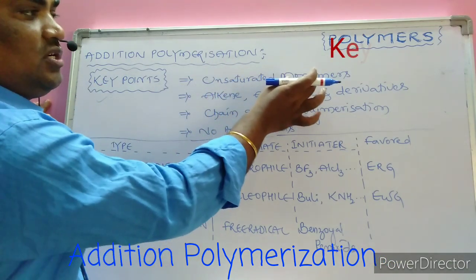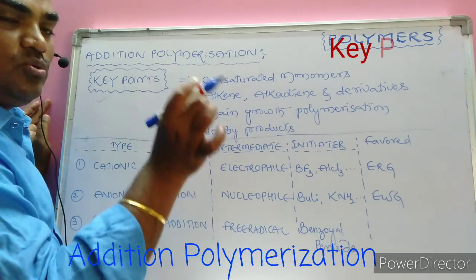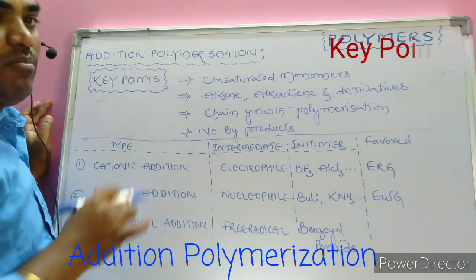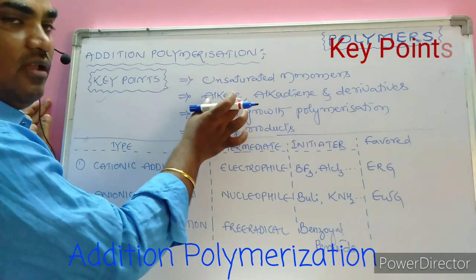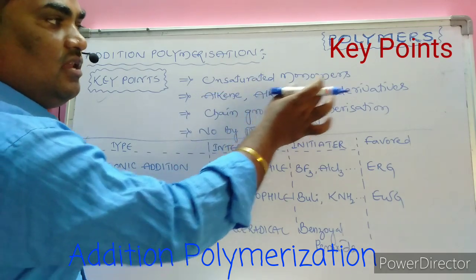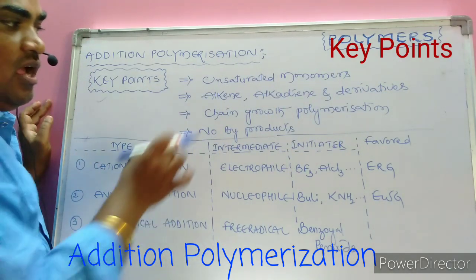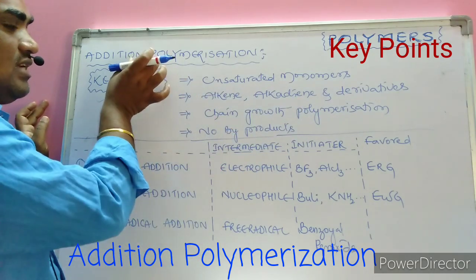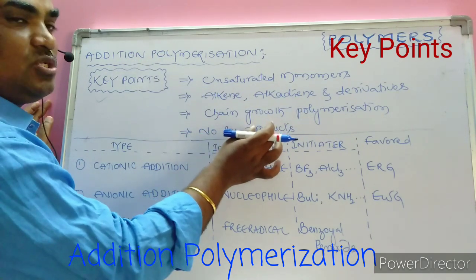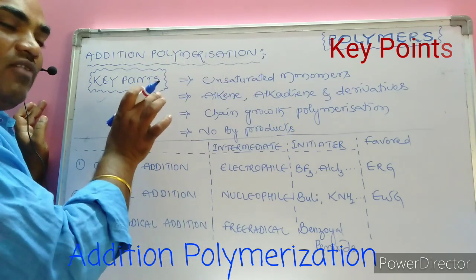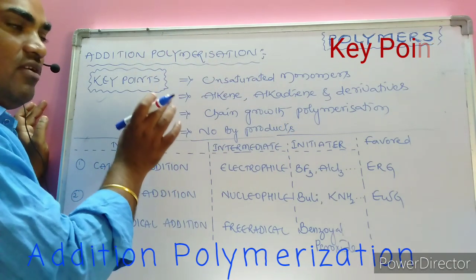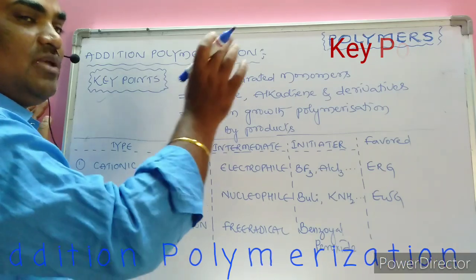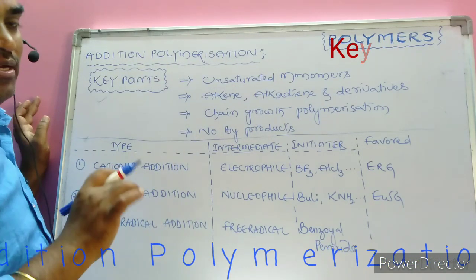The unsaturated monomers should contain unsaturation, multiple bonds like alkene, alkadiene and their derivatives. It is also called chain growth polymerization. Since it is addition polymerization, there are no byproducts. The molecular weight of the monomer is the same as the molecular weight present in the polymer.